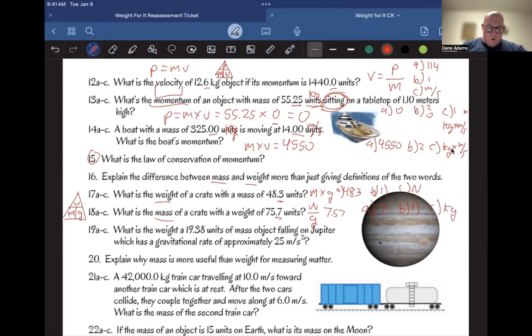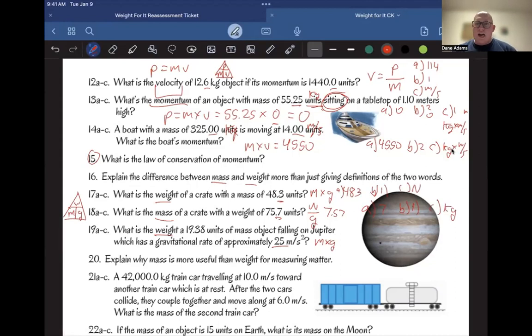Number 19 reads, what is the weight of a 19.38 units of mass object falling on Jupiter, which has a gravitational rate of approximately 25 meters per second squared? So for this one, I will use the same equation for weight, m times g, but now because I'm on Jupiter, g is no longer 10. It tells me here it's 25. So I'll do 19.38, that's the mass, multiplied by 25, that's the rate of acceleration.